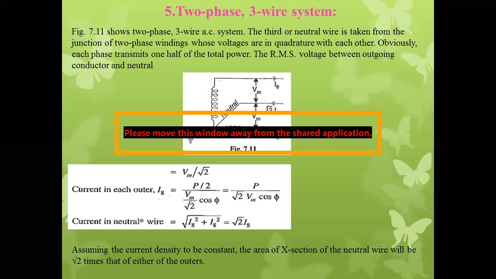Assuming the current density to be constant, the area of cross section of the neutral wire will be root 2 times that of either of the outers.